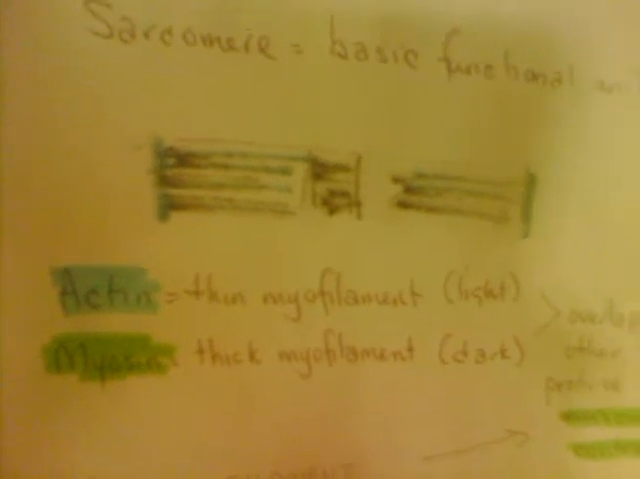Now, I drew this funky little diagram. Forgive the drawing. I'm definitely not an artist. My brother is, in comparison. So actin is known as the thin myofilament, and it is also light. In contrast, myosin is the thick myofilament and it's a little darker. So the shades here, the darker ones are the myosin myofilaments. The lighter ones are known as the actin myofilaments.